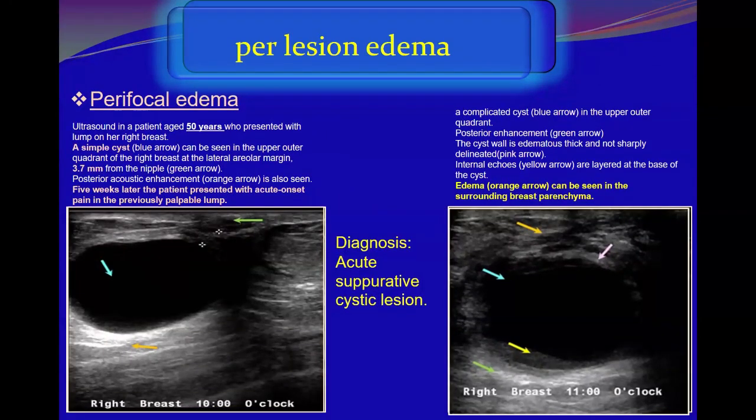Again, here we can see examples of perifocal edema in a cyst. This is a 50-year-old lady presented with a palpable abnormality near the nipple, presented as a simple cyst. At the first visit. After a few weeks, she started to develop pain over the area of the palpable abnormality. Scanning her demonstrated some inflammation of that cyst, evident by loss of the imperceptible wall. Now it developed some thickening of the wall, and there is internal debris causing debris fluid levels, as well as perifocal edema. So these features represent acute suppurative cystic lesions.